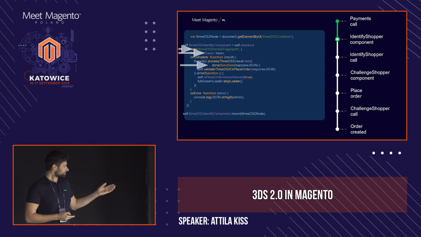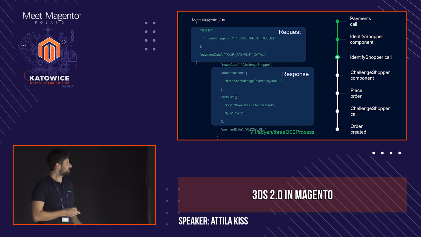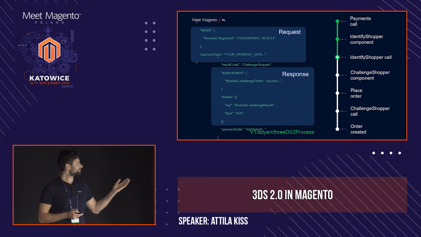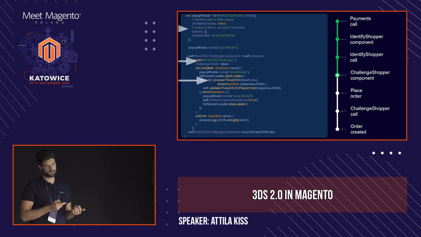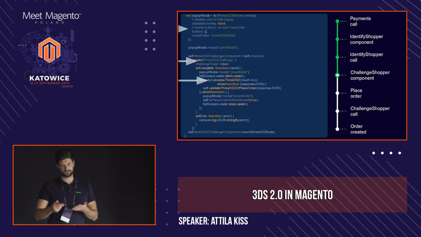After that, we created an onComplete callback. So whenever all these calculations are done, you can just listen to this onComplete callback, and whenever you're done, you can pass the result back to the Magento backend again. In the Magento backend, you just have to feed the fingerprint result and the payment data in a request, and then Adyen is going to respond with the challenge shopper, or if the challenge shopper is not necessary, then authorized, refused, or error.